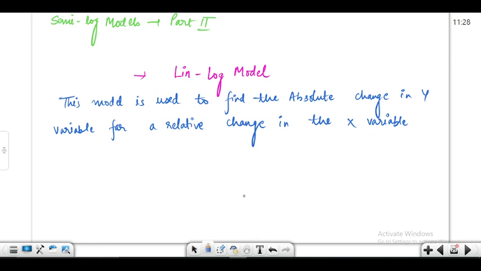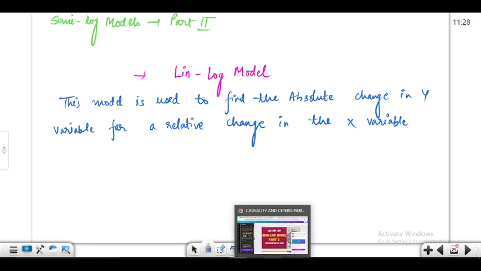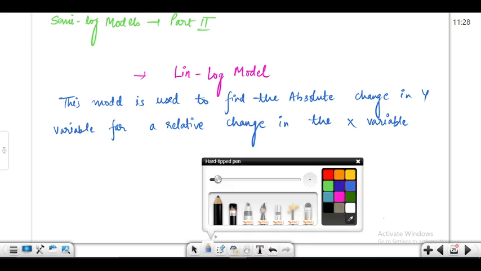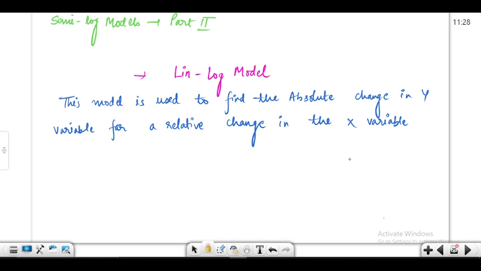In the log-lin model, your y variable was in the log form while the x variable was not. And in the lin-log model, your x variable will be in the log form while your y variable will not be. Okay, so this is the difference. Let's see what this model does and what the benefits of this model are.